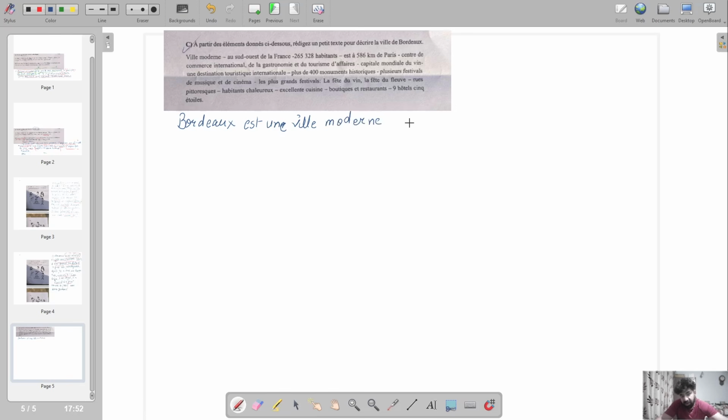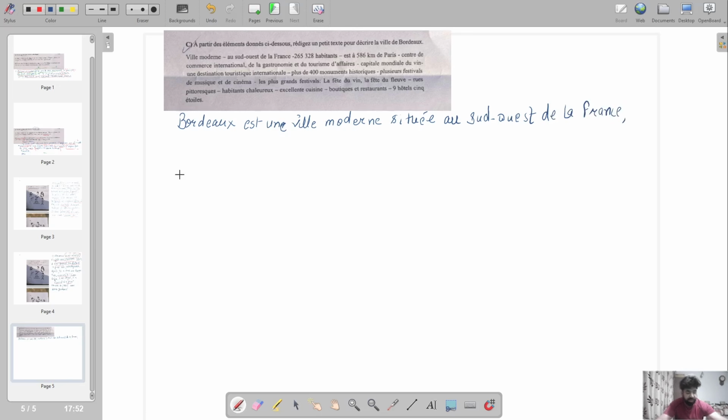And next is talking about its location. So I'll say situé. So it is located in. Basically, I'm trying to say situé. Or so basically, this is the contraction of to the sud-ouest. So I'm just writing what exactly was given to me in the question. De la France.